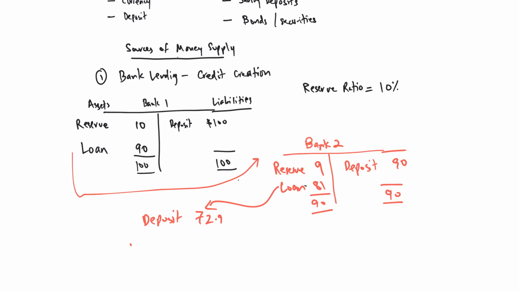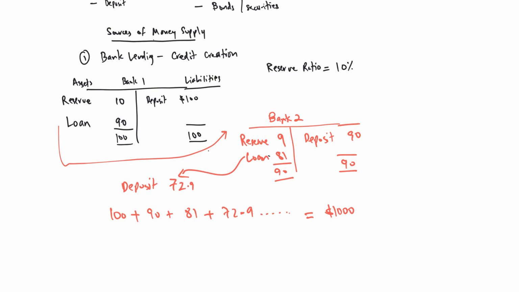So basically what is happening is that every time a bank is lending, more deposits are created. So first 100, then 90, then 81, then 72.9, and so on. If you add all this up, we'll find that it is actually equal to 1000. And the reason it's going to be 1000 is because of this formula, where the money multiplier is equal to 1 over the reserve ratio, where the reserve ratio is, for example, 10%. So 1 over 10% would make it 10.